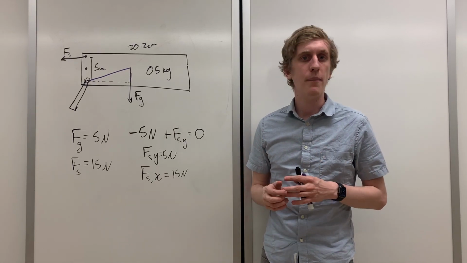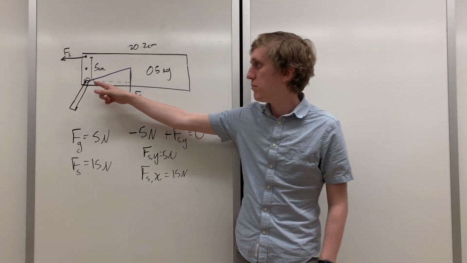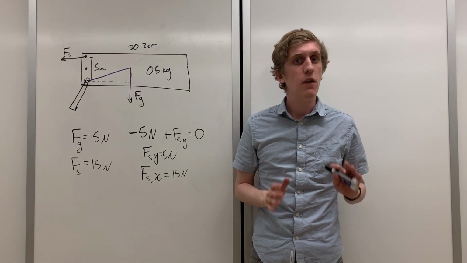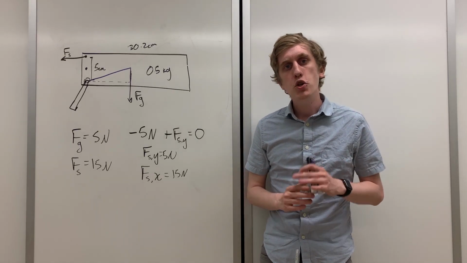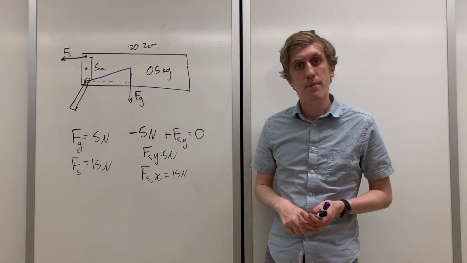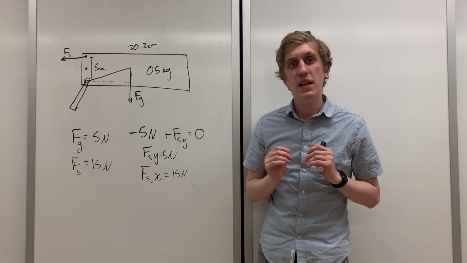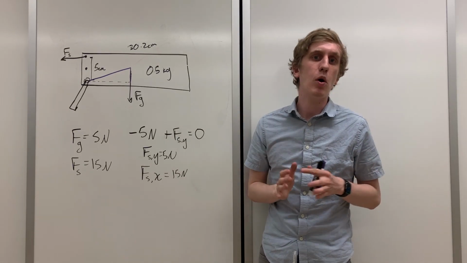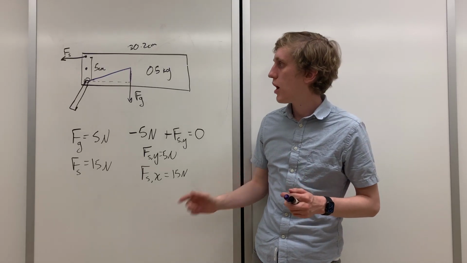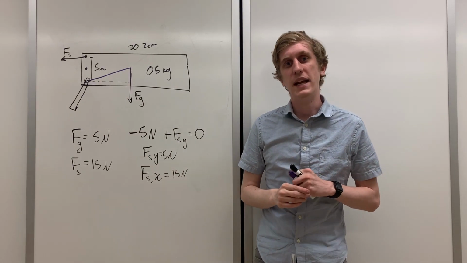So it's very common to have this type of problem. By picking your pivot point correctly, you can eliminate one of the forces from the torque problem. Doing that will allow you to find another one of the forces. Once you've done that, you then have all the information that you need to add up all the forces and set them equal to 0. Doing so in this problem allowed us to find this other force, the force from the hinge.